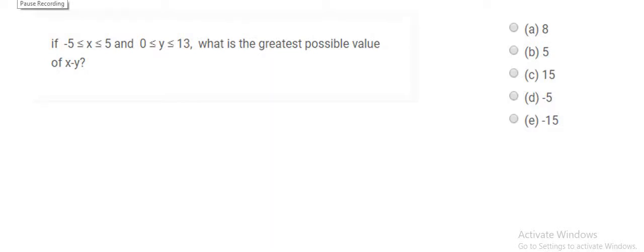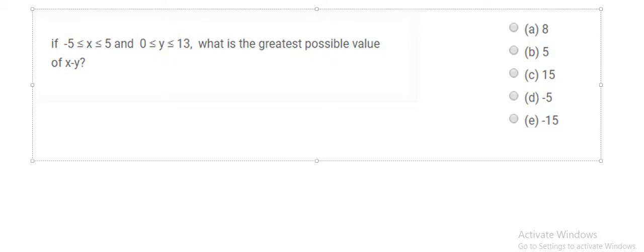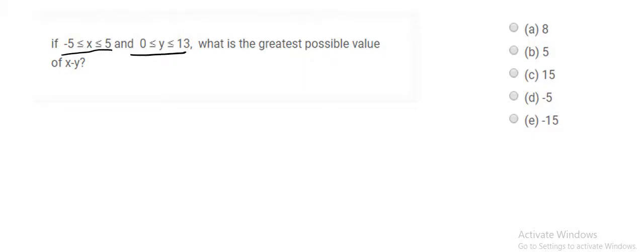Today we are going to solve a simple problem of number theory, and from the question you can see that two relationships are given for x and y, and then it's told that what is the greatest possible value for the difference between x and y.